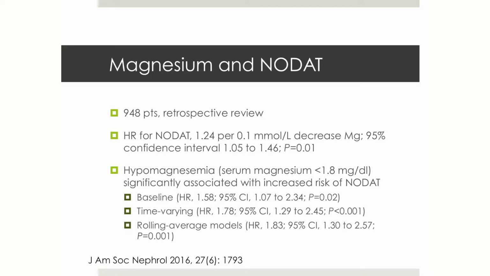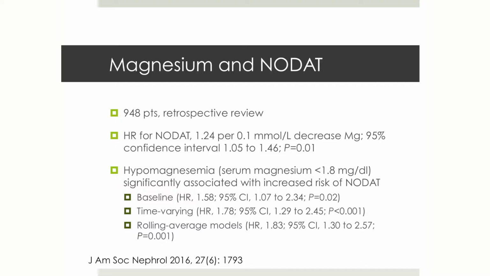In the largest study that I could find, which was published in JASN, 948 patients were included in a retrospective review. The hazard ratio for new onset diabetes after transplant was 1.24 per 0.1 millimole per liter decrease in magnesium, and this was a significant finding. Hypomagnesemia, with a serum magnesium less than 1.8, was also significantly associated with an increased risk of new onset diabetes, with a baseline hazard ratio of 1.58, which is pretty impressive.